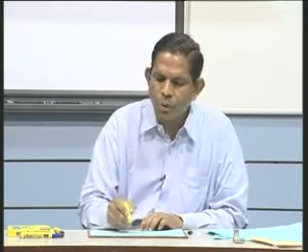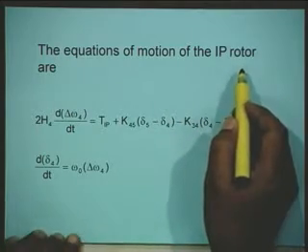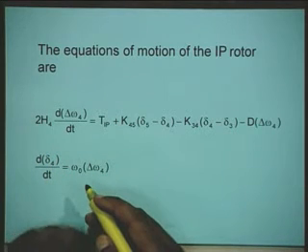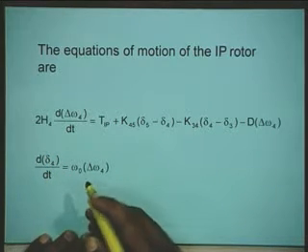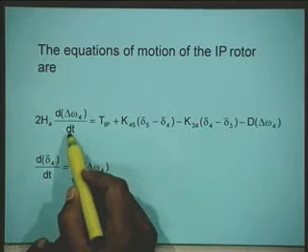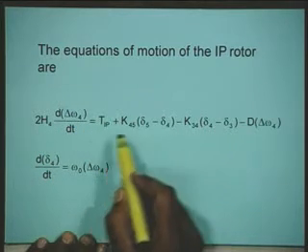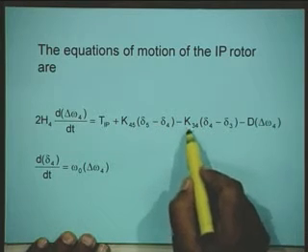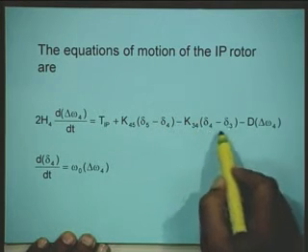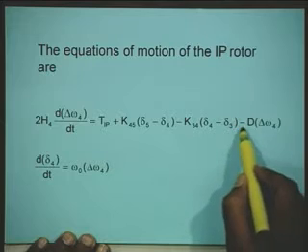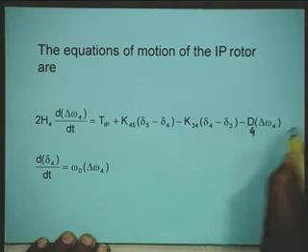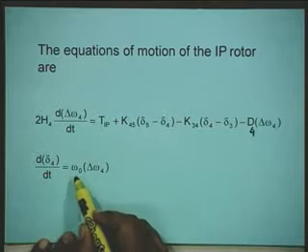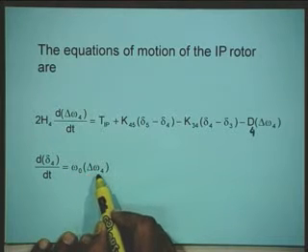The equations of motion for the IP turbine section are written in the same way as we have done for LPB and LPA sections. There is 2 times H4 d by dt of delta omega 4 equal to TIP plus K45 into delta 5 minus delta 4, minus K34 into delta 4 minus delta 3, minus D4 delta omega 4, and d by dt of delta 4 equal to omega naught delta omega 4.